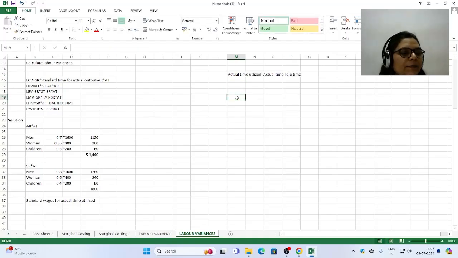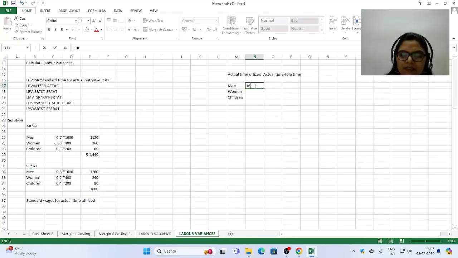So, actual time we have: actual time is 1600 minus idle time, which is given in the question. So, what is idle time? 4 hours were lost due to abnormal idle time. So basically the idle time is 4 hours.